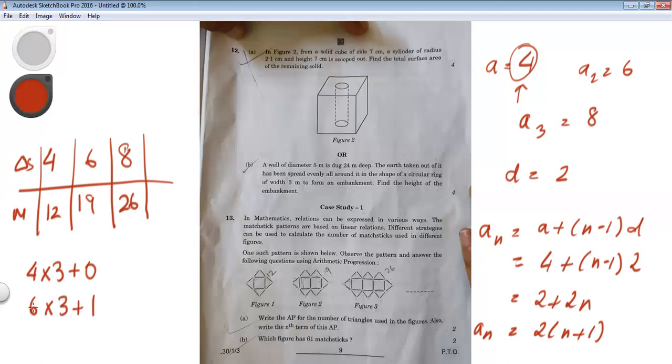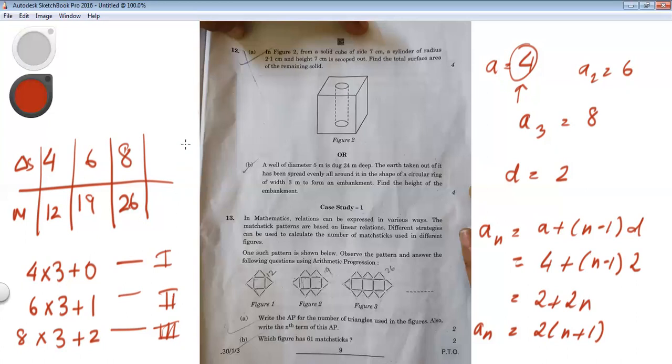This is the second figure, Figure 2. Figure 1 is this. Figure 3 is 8 into 3 plus 2. Are you getting it? So this is constant and fixed, right? So which figure has 61 matchsticks? They are talking about that.